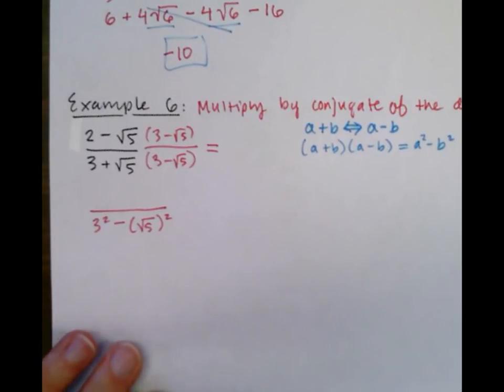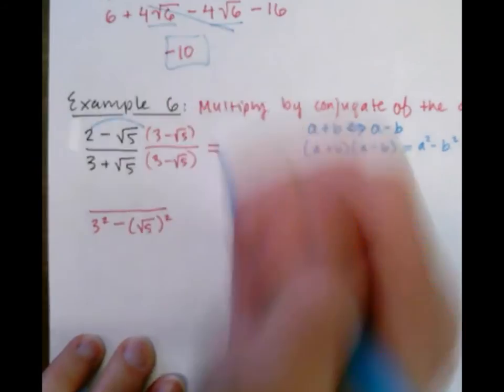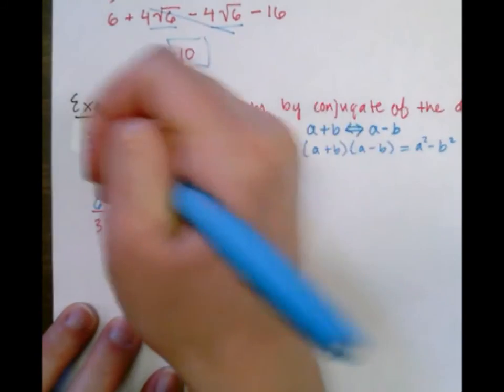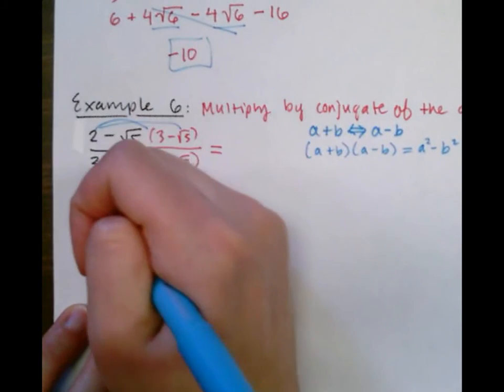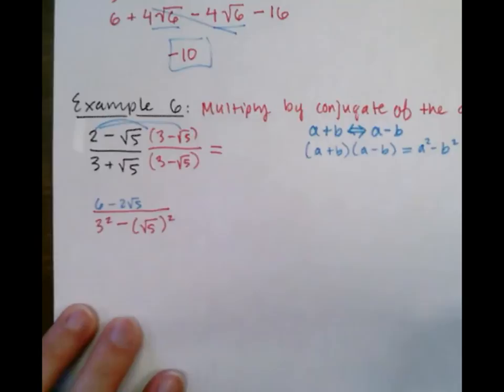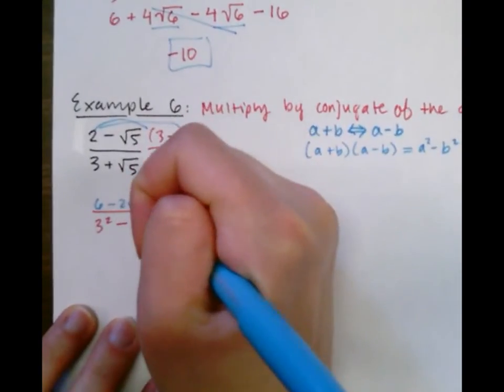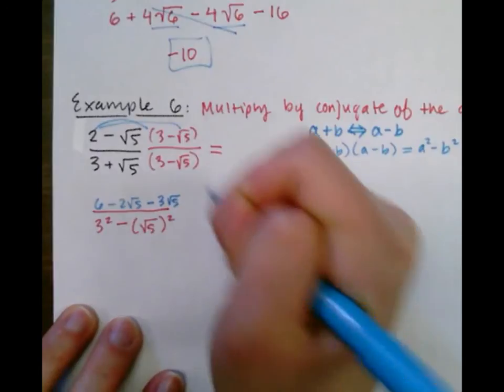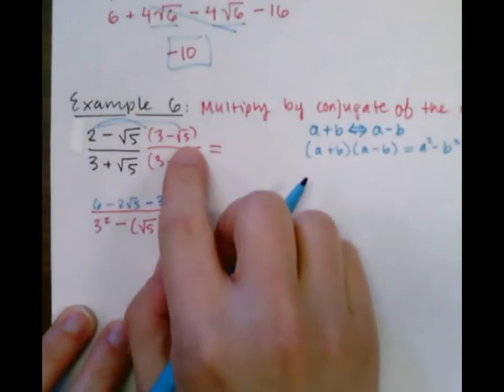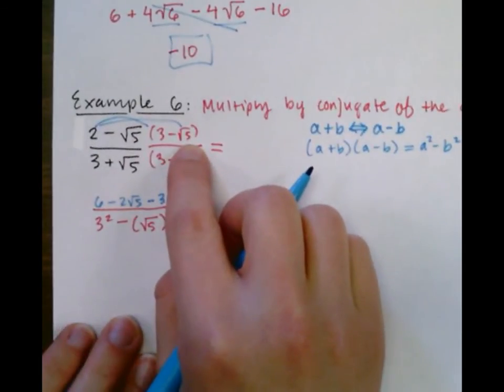In my numerator, I actually need to do the FOIL completely out. So I would do 2 times 3 is 6. 2 times negative root 5 is negative 2 root 5. Then negative root 5 times 3 is negative 3 root 5. And negative root 5 times negative root 5 would be positive 5.